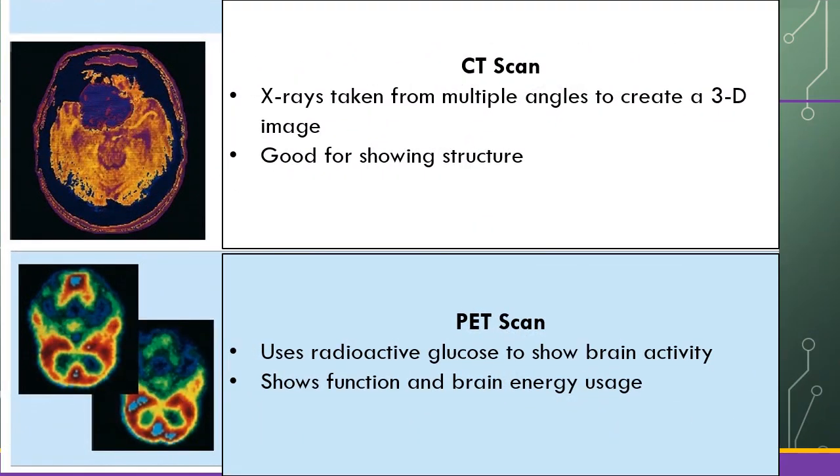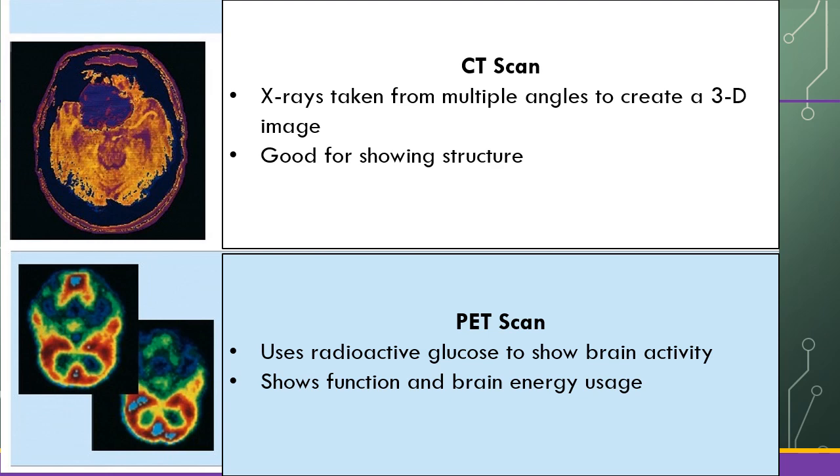And one of the first ones is a CT scan. A CT is essentially an X-ray. The way it works is that there are multiple angles of the X-ray, and then those angles are put together to create a 3D image of what's going on in the brain. Particularly good at showing the structure. It's like taking a whole bunch of photographs, putting them all together to sort of recreate what the image actually is.